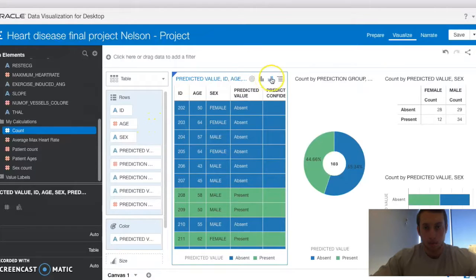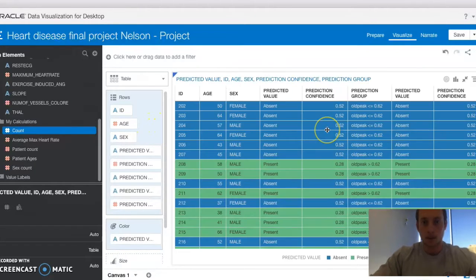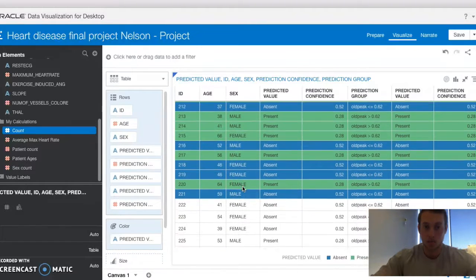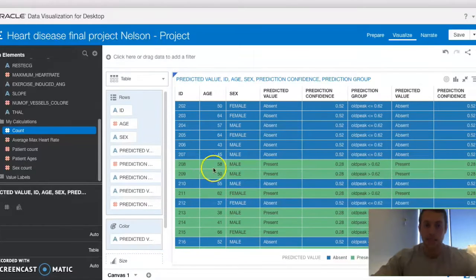For our first table, we use just a table, and as you can see, you can scroll through it. Green indicates that the heart disease was present, blue indicates that it wasn't, and in here you can see the ID, age, sex, predicted value, prediction confidence, prediction group, prediction value, and prediction confidence again.